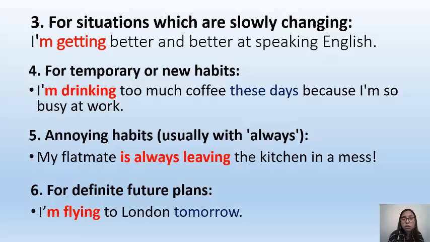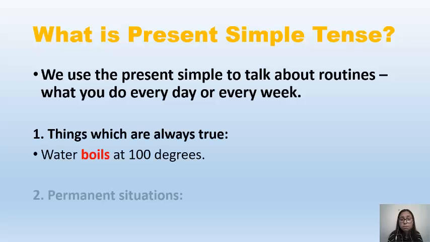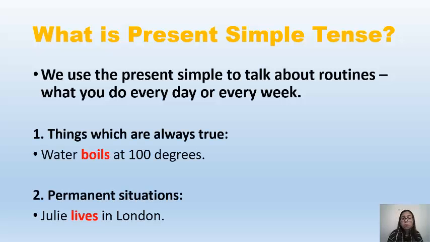That's all connected to the present continuous. And if you want to answer a question, is she getting better at speaking English? You can say yes she is or no she isn't. Now let's go with the simple present. Let's talk about the second example. Julie lives in London. That's the positive, the affirmative form.